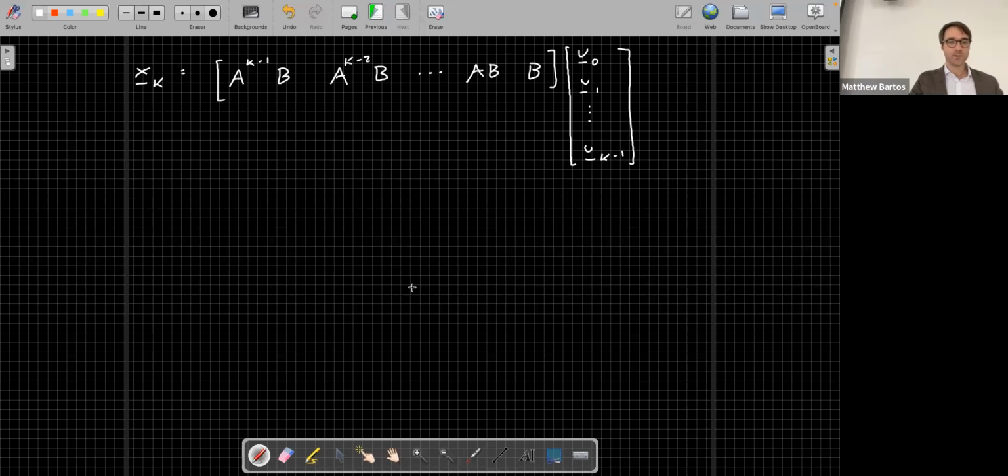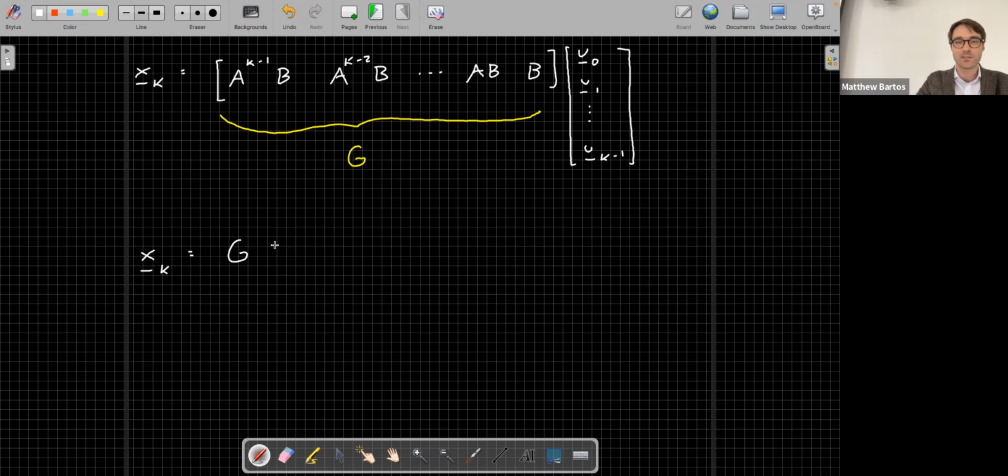All right, so we can also express this as, we let this entire expression here be some matrix G. Then we can write this matrix vector product simply as xk is equal to G times U, where U is this stacked vector of all of our inputs.